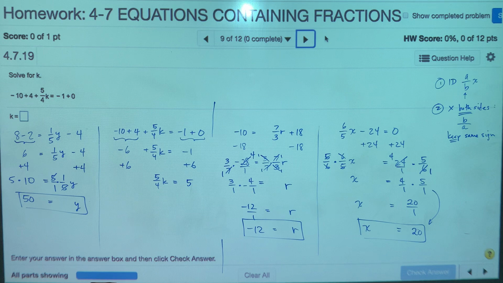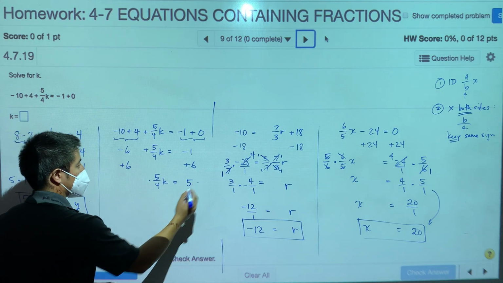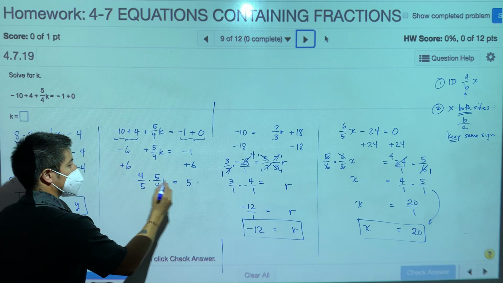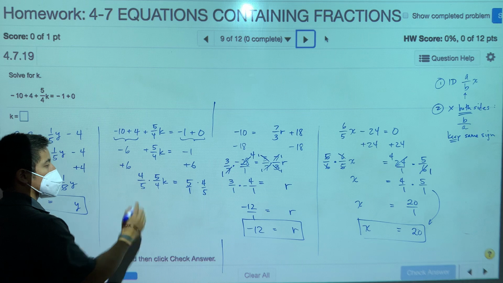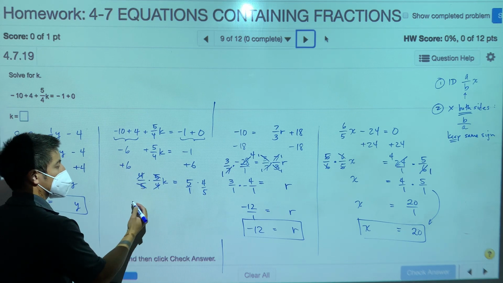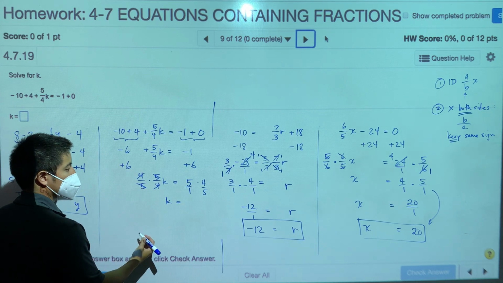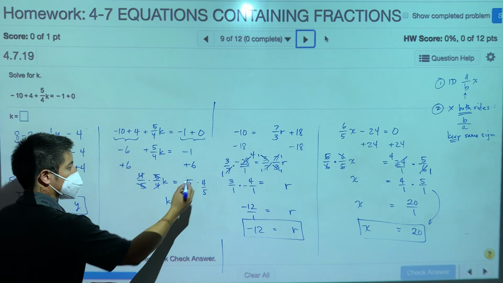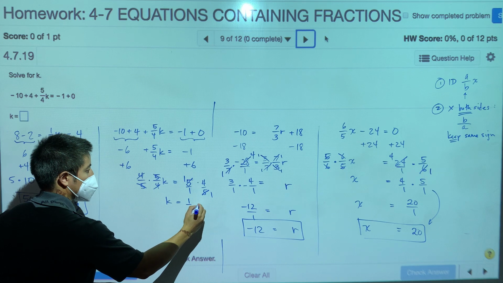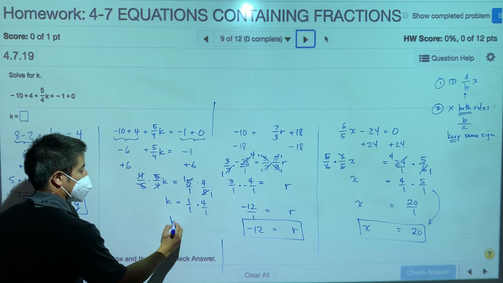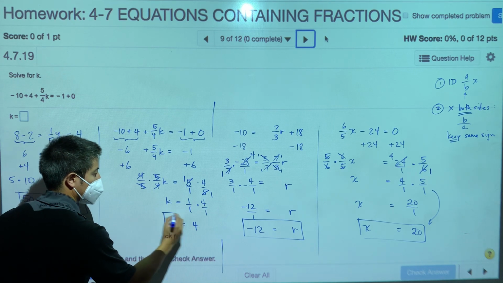And now it's a matter of just doing all the things that we've been doing for the last 30 minutes or so. Multiply both sides by the reciprocal. Gone, gone, gone, gone. Left with just the k. Can we cancel anything? Let's rewrite it. And so my answer is just 4.